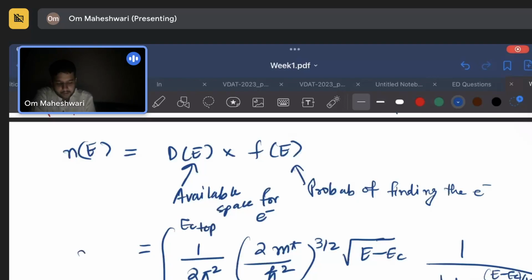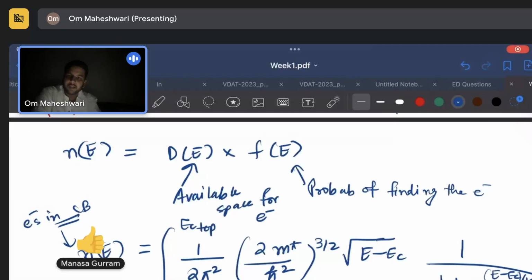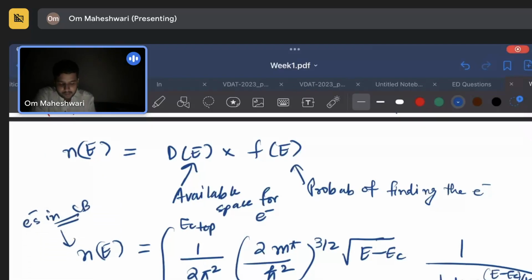We want to find the number of electrons in the conduction band, right? So we will integrate it from the minimum of the conduction band to the top of the conduction band. If we see the band diagram, you might have seen this, Ec, Ev, for minimum I'll just write it as Ec, and for top I will change it to infinity, right?